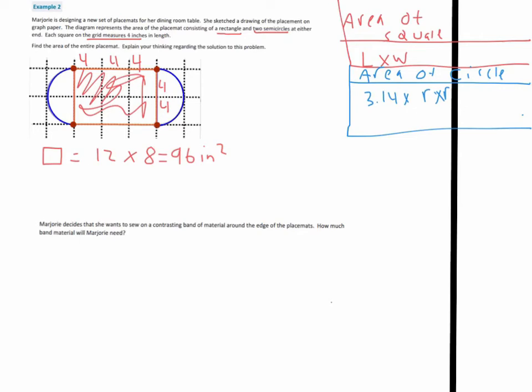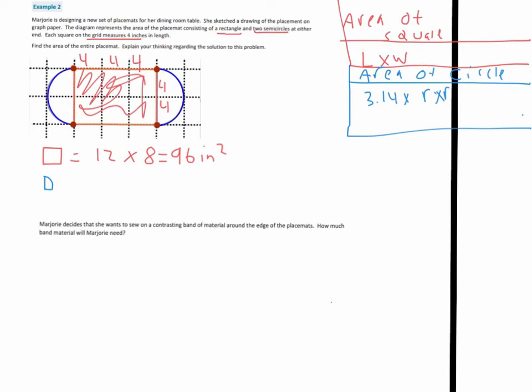So your two semicircles, I'll draw that down here. Let's go ahead and find one of them. If we find one of them, the other one will be the same. So what do we need to know about my semicircle? Well, if we look at our formula, the area of a circle is 3.14 times radius squared, so we want to know the radius. Well, what do we know?